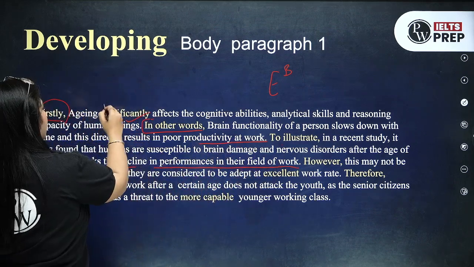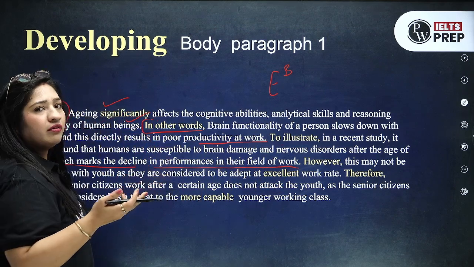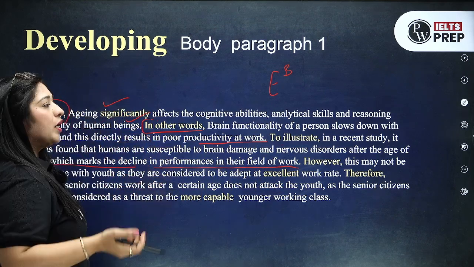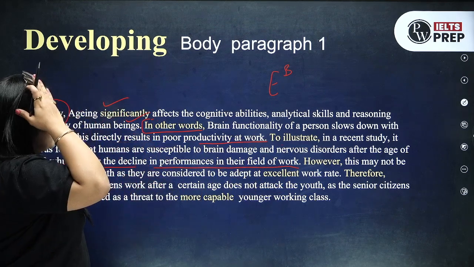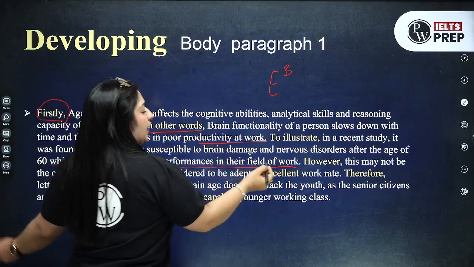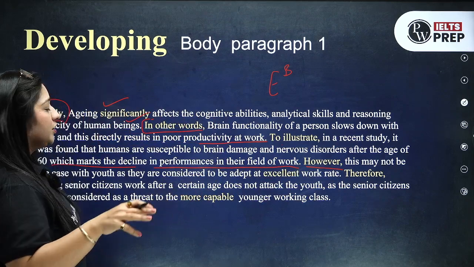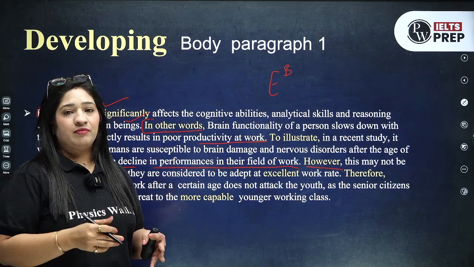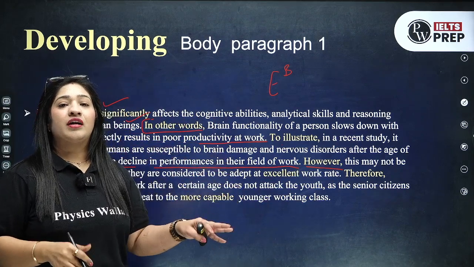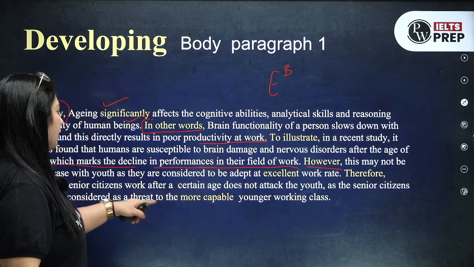Right? So here I have given, of course, a demerit, a disadvantage: if older people work, what problem happens. Now, just to go ahead, I said, however, this may not be the case with younger people. So I'm comparing at the same time: yes, this problem happens, therefore I disagree, but with younger people this problem does not happen, right?